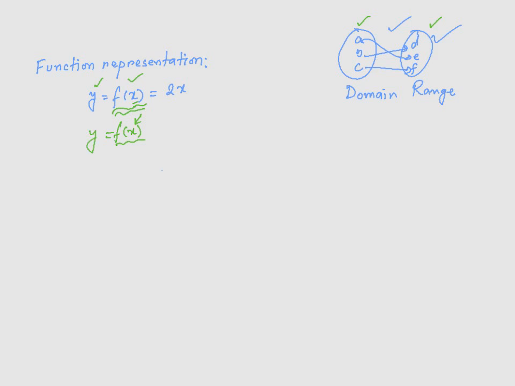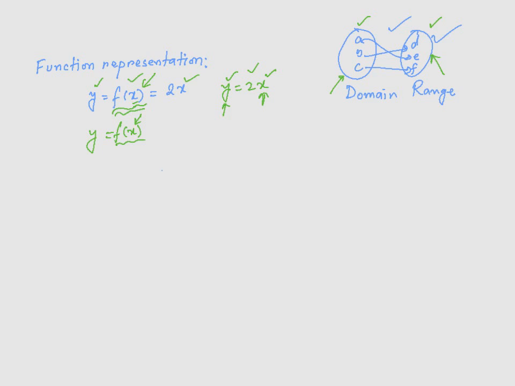And what is f of x? In this particular case, f of x is 2x. Many times you will write y is equal to 2x, implicitly understanding that it is f of x, which says that the variable y depends on the variable x. X is the independent variable, y is the dependent variable. And independent variable values come from the domain, dependent variable values come from the range.